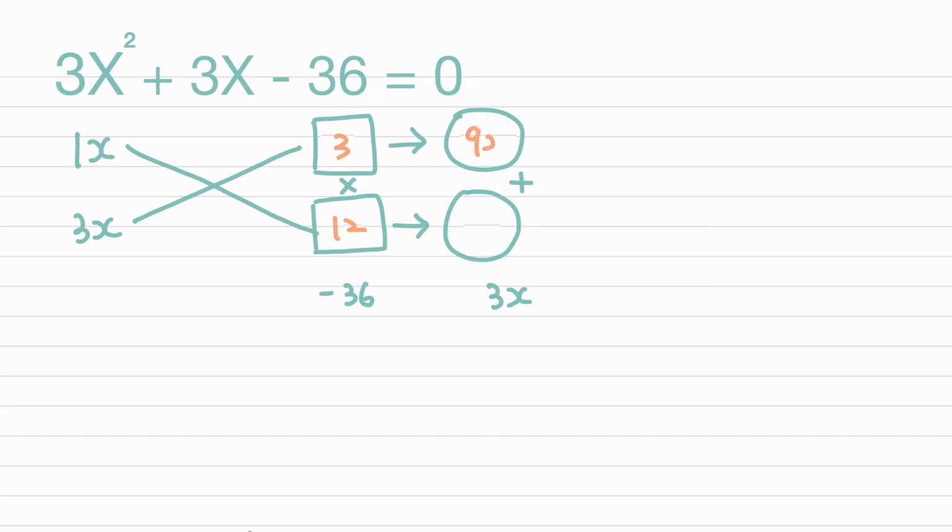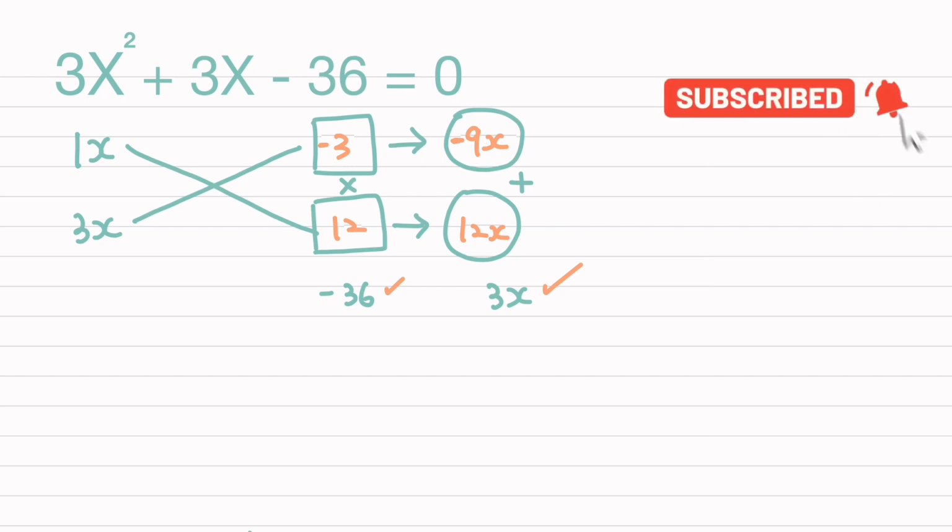So that's going to be 9x, 12x. If I have negative 9, it'll definitely give 3x back. So in order for me to have negative 9x, I'll have to have negative 3. And negative 3 times positive 12 does give me negative 36. So it seems like my numbers are complete.